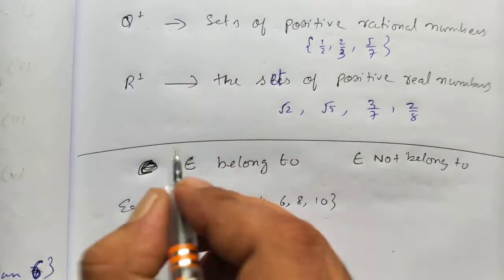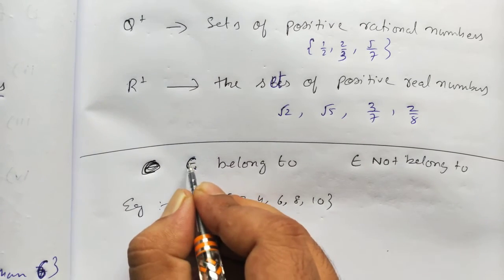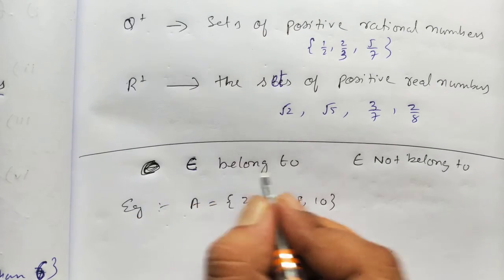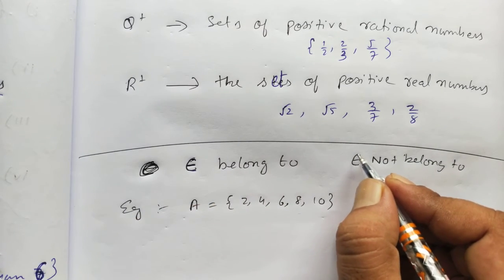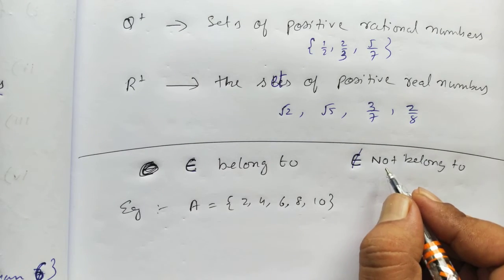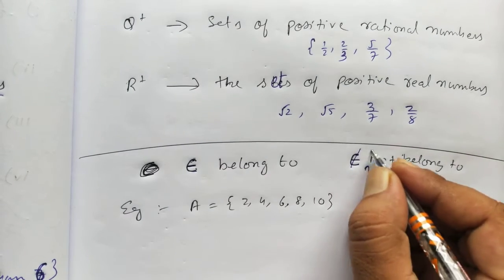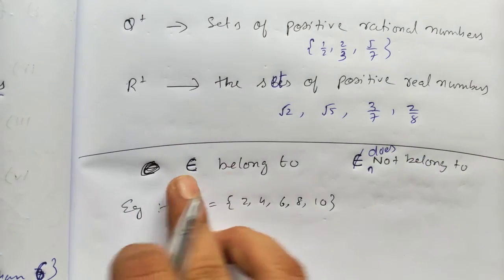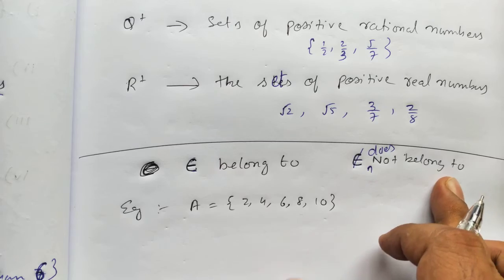Now in this exercise 1.1, you also have to know this symbol. This is like an E. We write a curve like a C and make one line here. This means belongs to, and if you write this E and cut it, we say does not belong to. Does not belong to, okay? This means belongs to, and this means does not belong to.